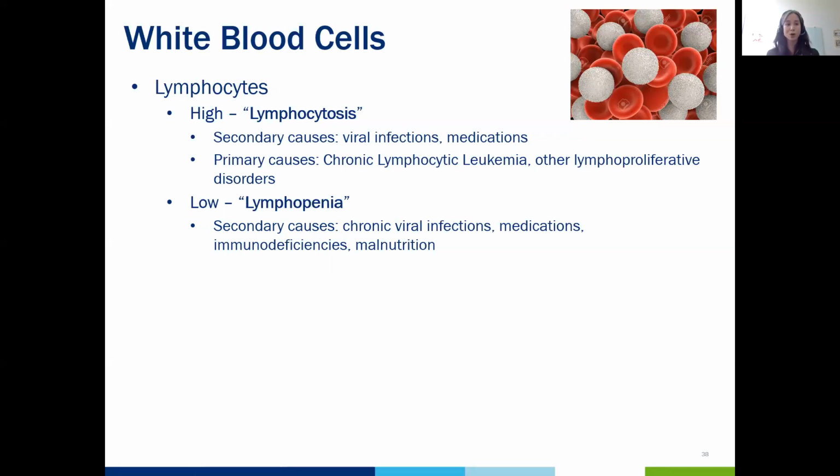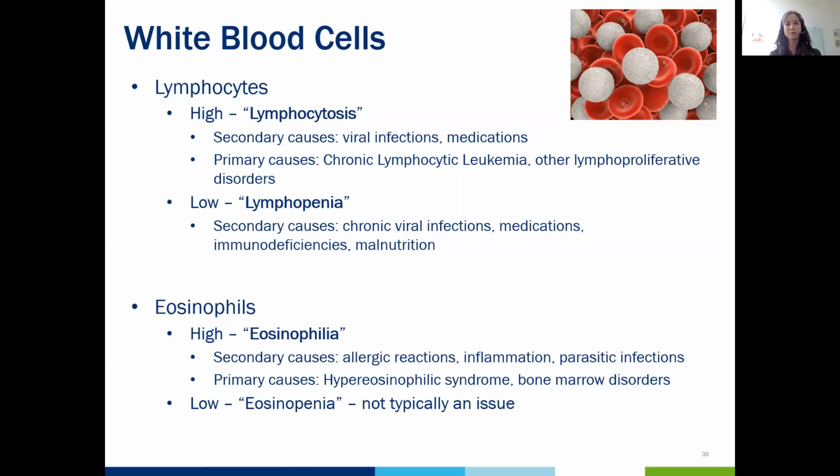If the lymphocyte count is low, that's called lymphopenia. And again, secondary causes usually chronic viral infections can cause it to go low, medications, people with immunodeficiencies can have lymphopenia, and also malnutrition. For eosinophils, if you have a high eosinophil count, that's called eosinophilia. If it's reacting to something, most commonly it's due to allergic reactions, inflammation, or parasitic infections, as I mentioned. Other primary causes, relatively rare, primary bone marrow disorders or hypereosinophilic syndrome. A low eosinophil count, typically not a clinically significant issue that we encounter.